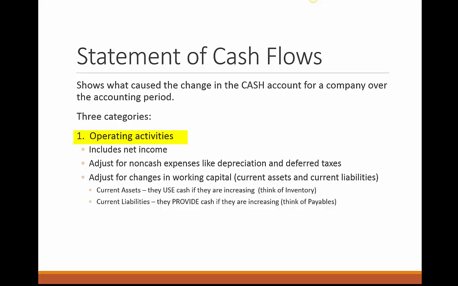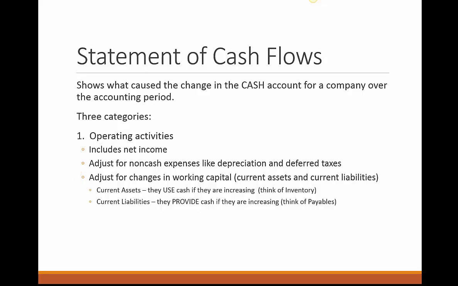Ideally, we would like this cash flow to be a positive amount, but for young firms or rapidly growing firms, this may not be the case. To get the cash from operating activities, we first start with net income and add back non-cash expenses such as depreciation. The other big adjustment that is necessary is to examine the changes in working capital accounts, that is, in the current assets and the current liabilities.